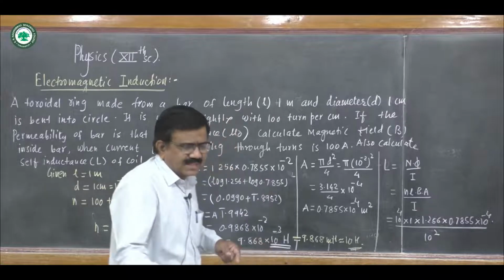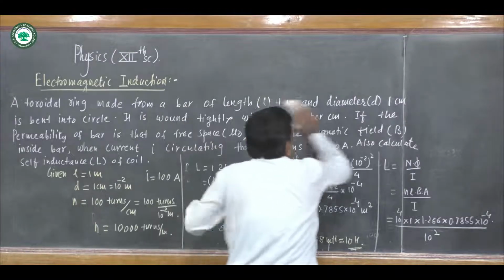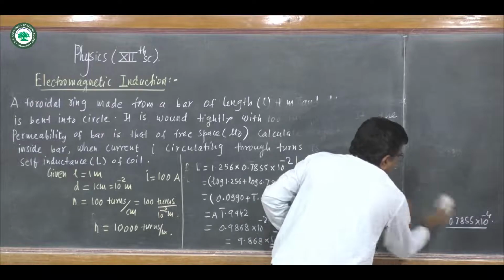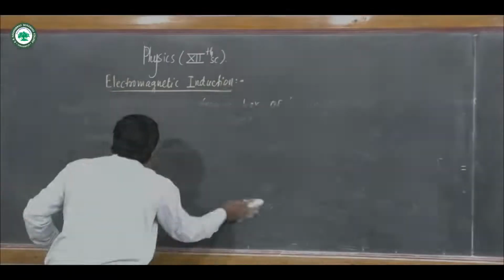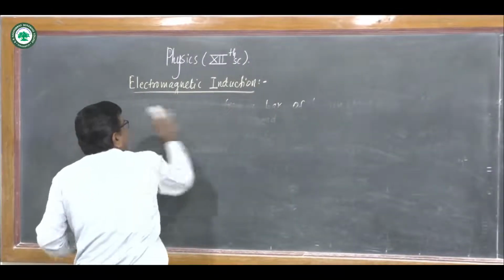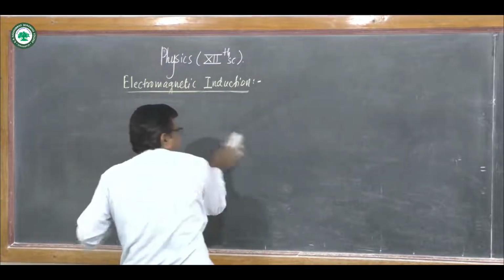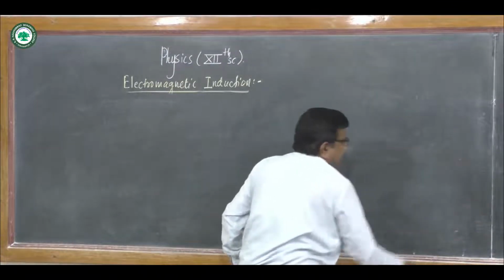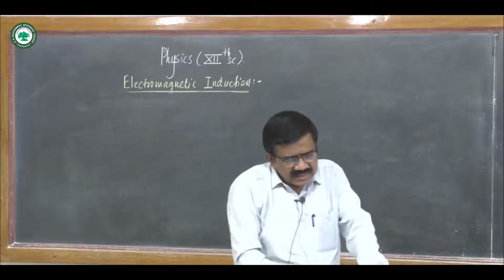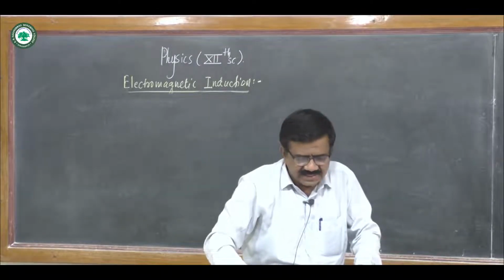Then we see the last numerical of this chapter. If you know the theory part, you can easily write the formula by reading the data, substitute the values, and you can easily find the answer.